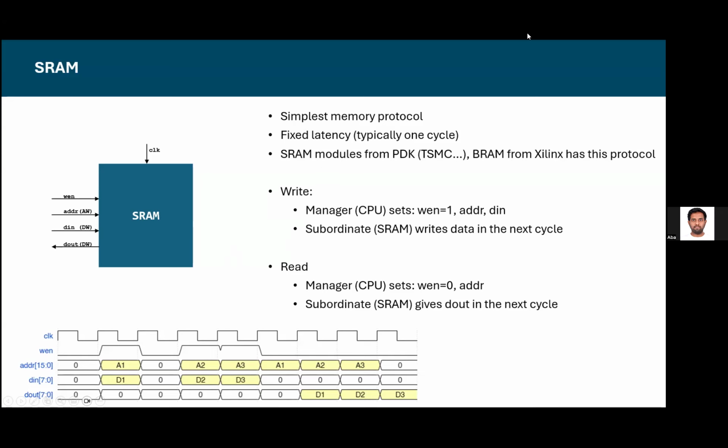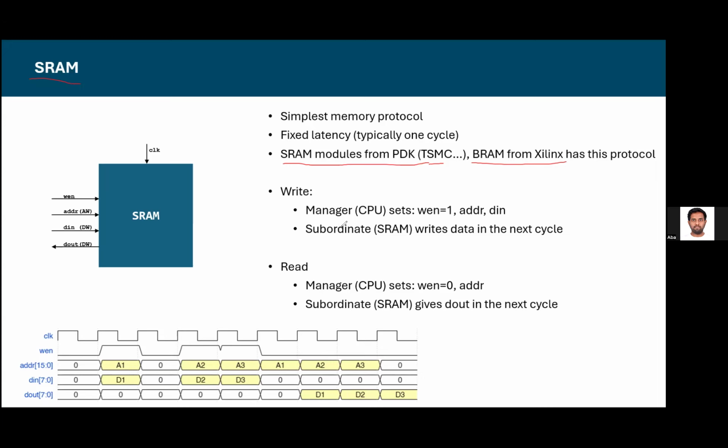Now the simplest memory protocol is SRAM, right? The very simple one. This is very common in the sense that you will find this in all the SRAM IPs. In Xilinx Vivado, if you include a BRAM IP, it will behave something similar to this. And similarly, if you take an SRAM module from a PDK, like TSMC, or else ARM memory compiler, if you generate an SRAM module for ASIC, then it usually behaves this way, right?